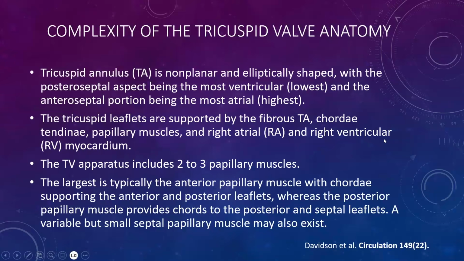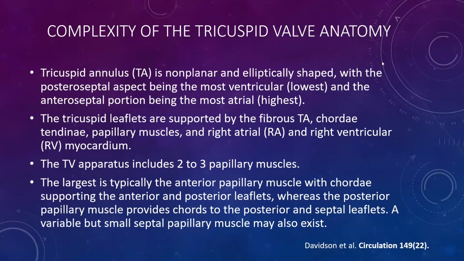Okay. The tricuspid valve anatomy is complex. So the annulus is non-planar and elliptical shaped. The posterior septal aspect is the most ventricular, and then the anteroseptal component is the most atrial. And so often it's hard, depending on which kind of view you're looking at, to know exactly where you're looking and which leaflets you're looking at, because depending on how you're angled, you may have different leaflets. And I'll go through this as we look through the transthoracic and transesophageal views.